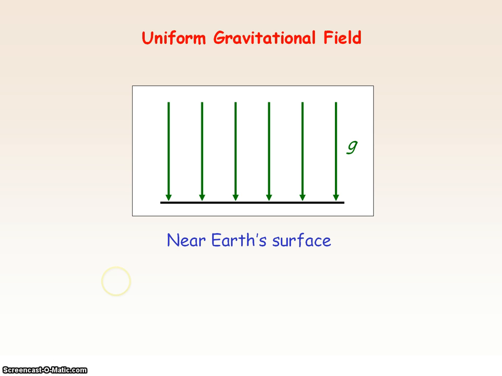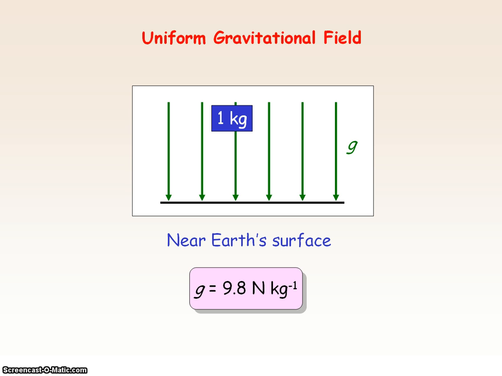So near the Earth's surface, the gravitational field strength is 9.8 newtons per kg. So that means for every 1 kg mass that is placed near the Earth's surface, it will experience a gravitational force due to Earth of 9.8 newtons.